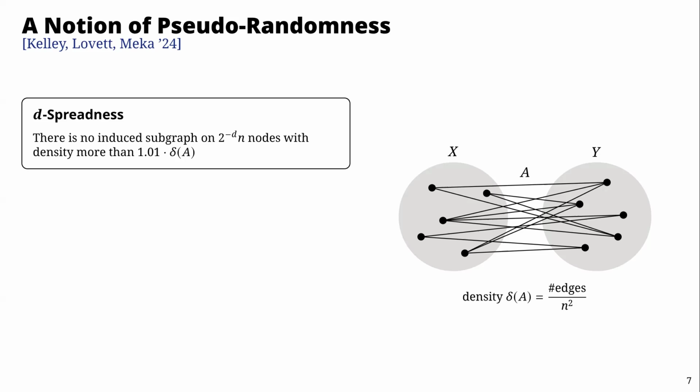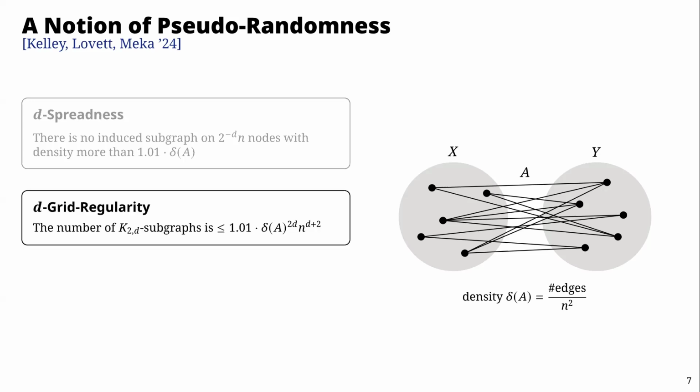So finding obstructions against d-spreadness, which would be like a large, dense subgraph, is actually somewhat hard. And even just testing whether a graph is d-spread is quite non-trivial. So instead, what we will rely on is another notion of pseudo-randomness called d-grid regularity.